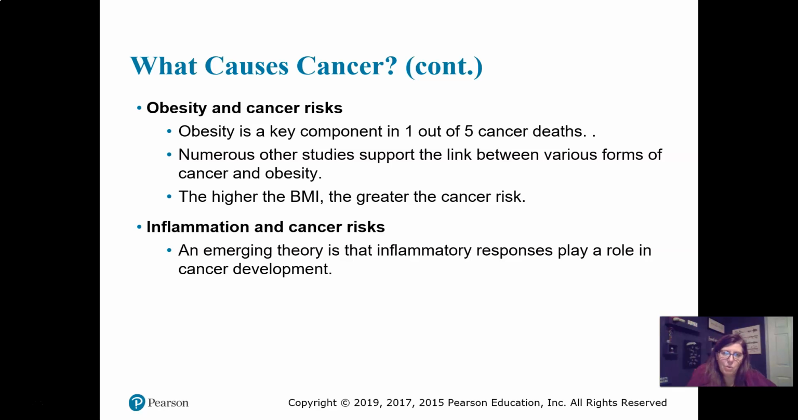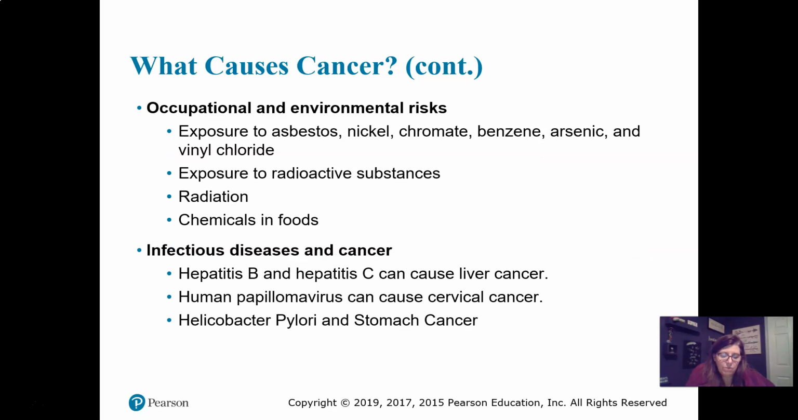Obesity is a key component in 1 out of 5 cancer deaths. Numerous other studies support the link between various forms of cancer and obesity. The higher the BMI, the greater the cancer risk. Chronic inflammation can lead to increased risks of cancer, particularly of the colon and digestive system. Some occupational and environmental hazards are known to cause cancer and depend on the concentration, intensity, and duration of exposure.